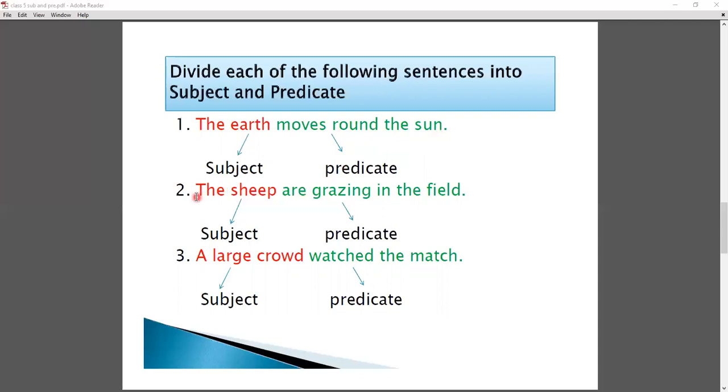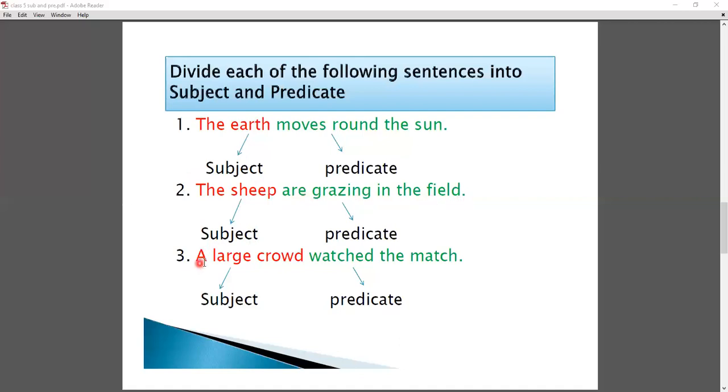Next is number second, the sheep are grazing in the field. Now we talk about the sheep. So here our subject is the sheep. You have to first identify the verb. So here are and grazing, are is a helping verb, grazing is a main verb. Okay students, so now the remaining part is called a predicate, and in the predicate part you notice that we talk about the subject. जो subject काम करता है, हम जिसके बारे में बात कर रहे हैं वो part हमारा क्या कहलाता है, predicate. So in this sentence, are grazing in the field is the predicate part.